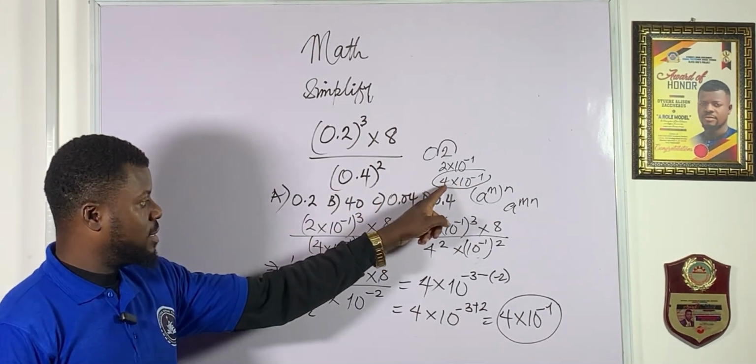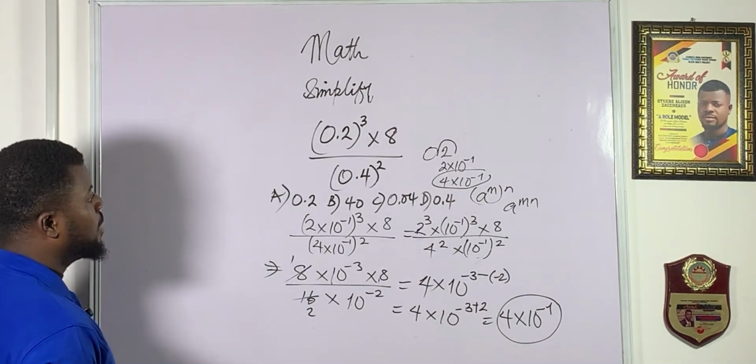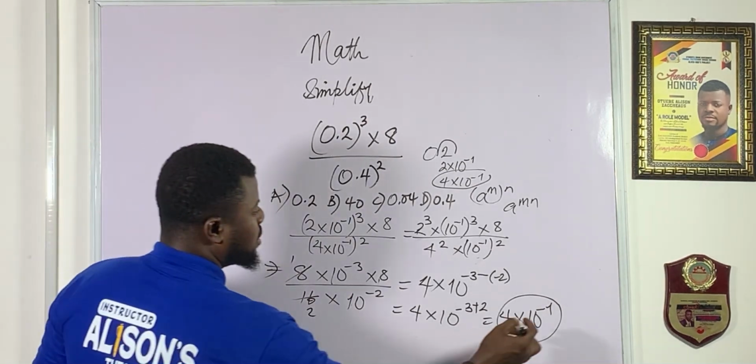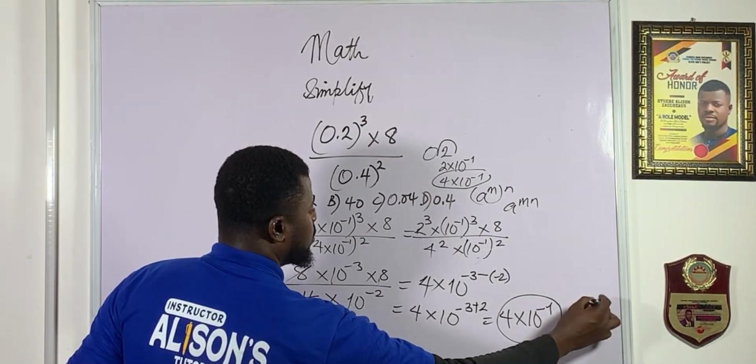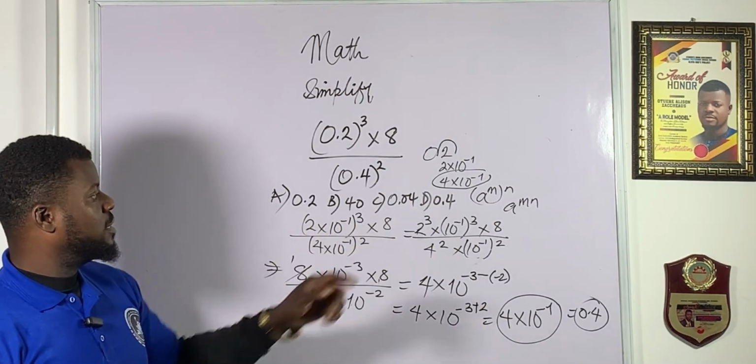And look at this, it's exactly like the way this one is. So that means this answer is the same thing as 0.4. This is the same thing as 0.4. And that is the answer to this problem. Which option best fits? Option D.